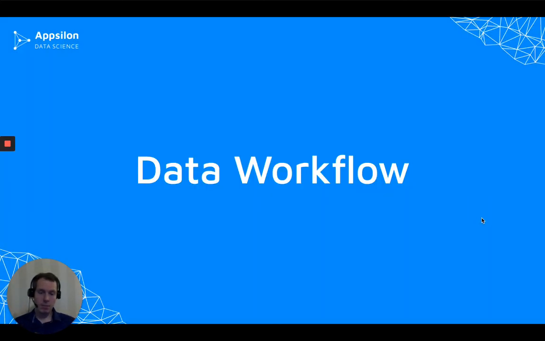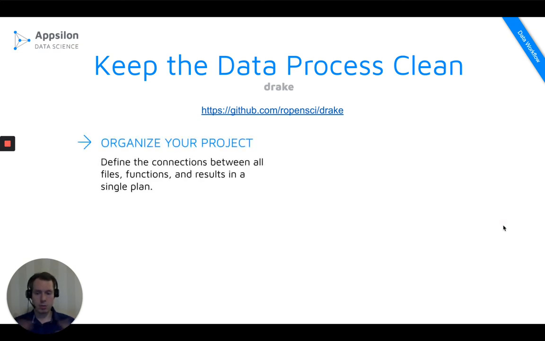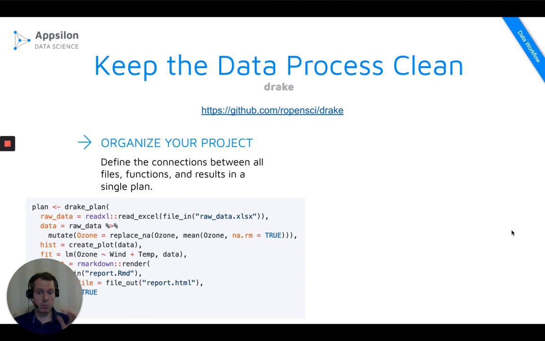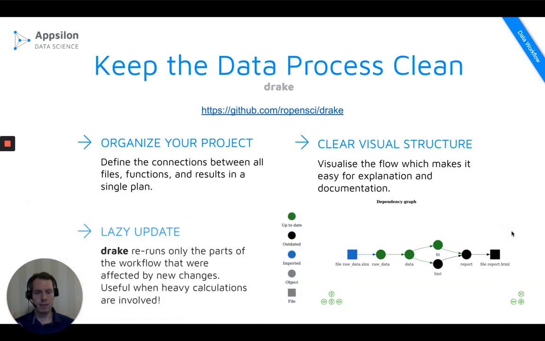The data workflow, so the third part, our third area. I would like to show you the Drake package, which I think is really helpful to keep the data process clean. It organizes your project, your files, functions, and results in a single plan, which is like a single source of truth. So you can have a mess in your scripts, but you can always check the plan. What is actually happening in my data workflow, step by step, and what are the dependencies? For this, Drake creates a really cool visual graph of all the dependencies, what is happening where. And also what I really like in Drake is that it's kind of lazy in doing updates.